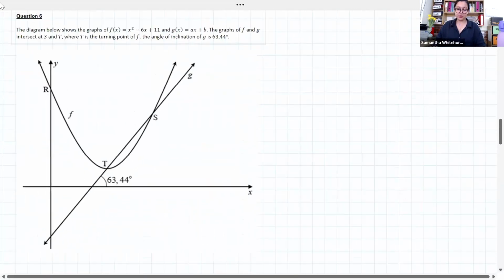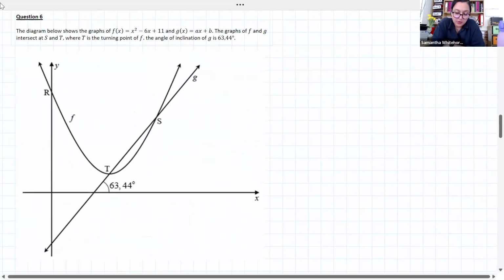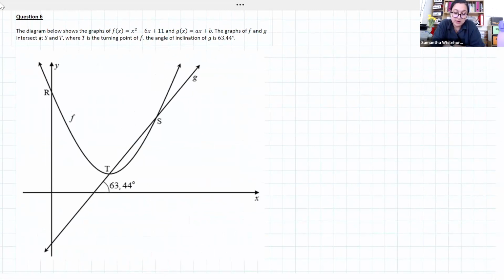Okay, so question 6. The diagram below shows the graphs of f of x equals x squared minus 6x plus 11, and g of x equals ax plus b. The graphs of f and g intersect at s and t, where t is the turning point of f. The angle of inclination of g is 63,44 degrees. All right, so angle of inclination is bringing in analytical geometry.